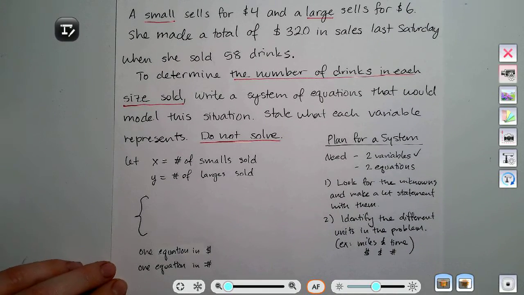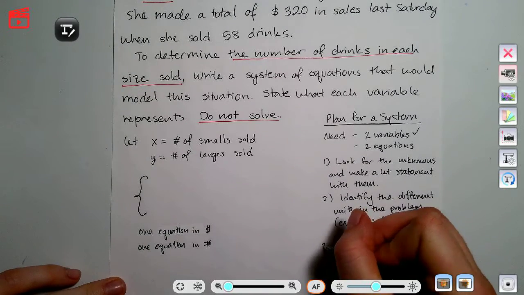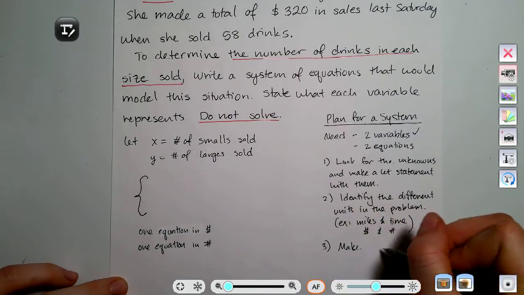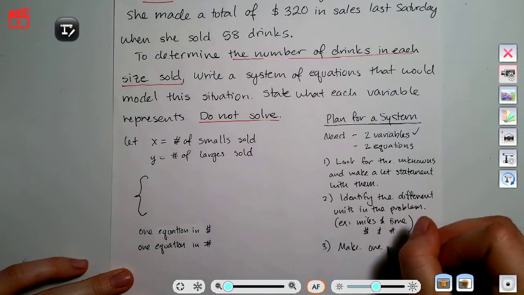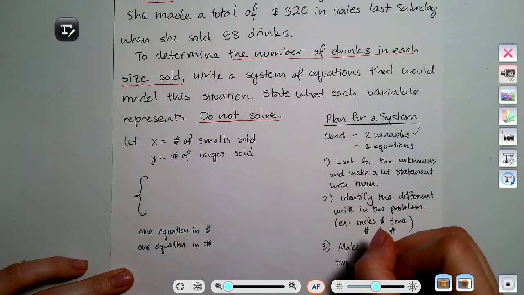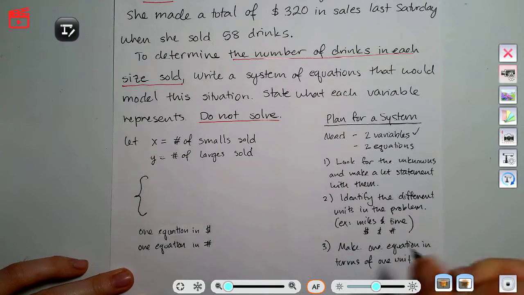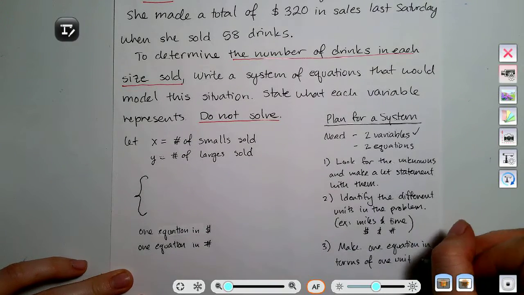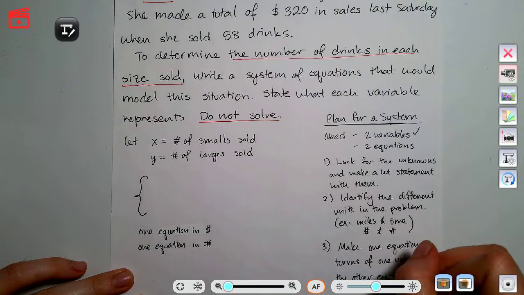Okay. So the third and final step for this. So make one equation in terms of 1 unit. So we said we're going to do dollars for 1. And another equation, or the other equation in terms of the other unit.